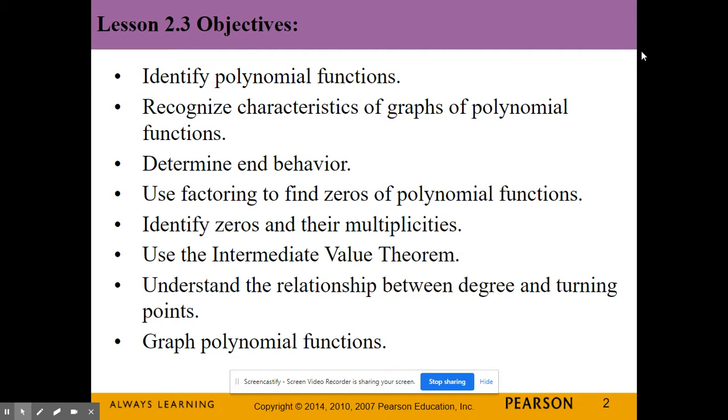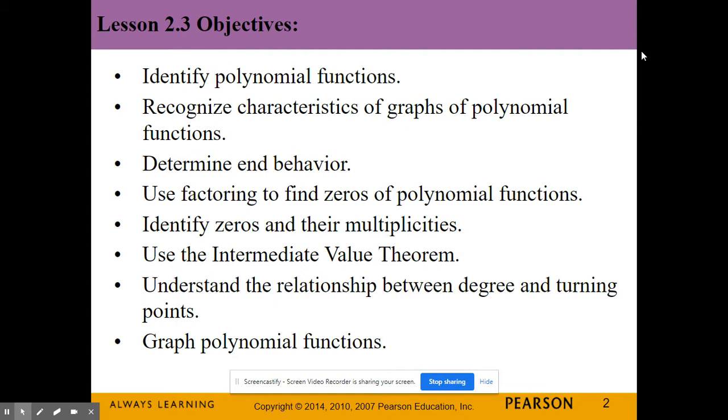So let's just read through it one by one. Identify polynomial functions, recognize characteristics of graphs of polynomial functions, determine end behavior. We'll talk about what end behavior even is. Use factoring to find zeros of polynomial functions. That's a skill that we learned last year, but we'll use it here. Identify zeros and their multiplicities. Again, some stuff we did use last year, but we're going to use it in a different way here.